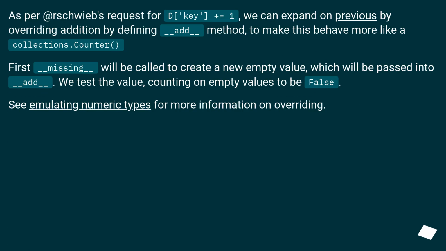As per Rushvieb's request for D[key] += 1, we can expand on the previous by overriding addition, defining the __add__ method, to make this behave more like a collections.Counter. First __missing__ will be called to create a new empty value, which will be passed into __add__. We test the value, counting on empty values to be false. See emulating numeric types for more information on overriding.